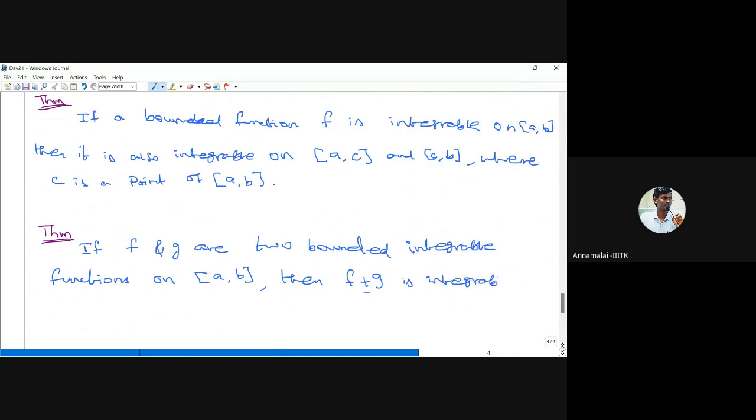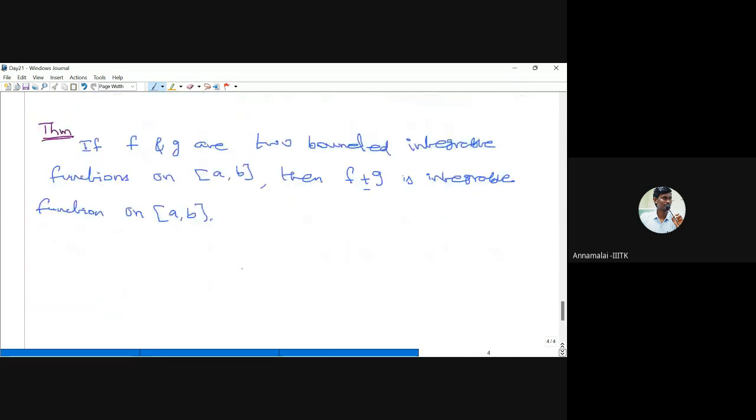The main important thing is that they are integrable functions on the same interval a comma b. Now what is the value of this integral? The integral from a to b of f plus g of x dx is the integral of f of x dx plus the integral of g of x dx, from a to b. Similarly, if you take minus, then you get minus.